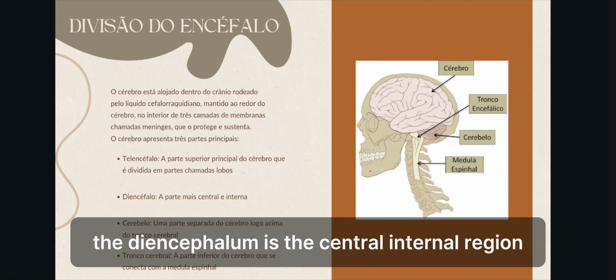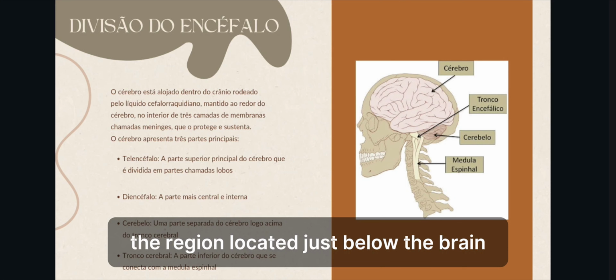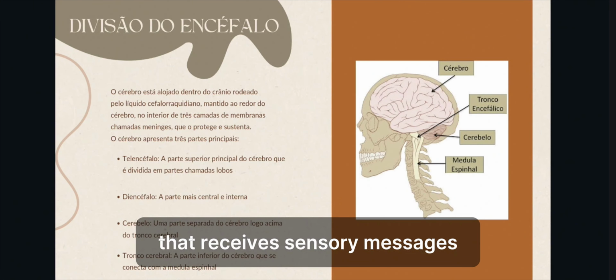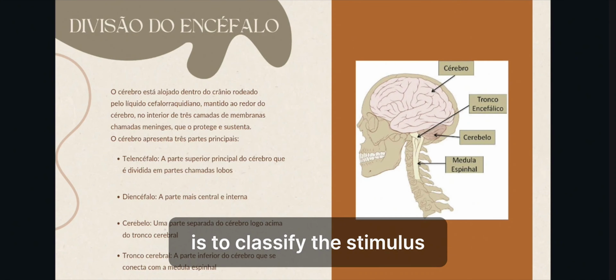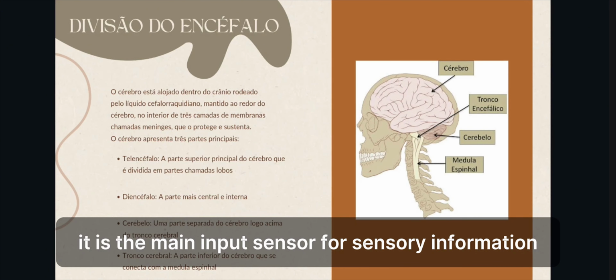The diencephalon is the central and internal region composed of thalamus, the region located just below the brain that receives sensory messages. The main function of the thalamus is to classify the stimulus and send it to the appropriate processing site. It is the main input center for sensory information sent to the brain.